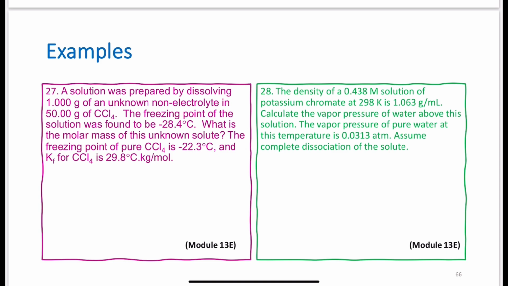Number 27, a solution was prepared by dissolving 1 gram of an unknown non-electrolyte in 50 grams of carbon tetrachloride. The freezing point of the solution was found to be negative 28.4 degrees C. What is the molar mass of this unknown solute? And then it tells me the freezing point of the pure solvent, and Kf for carbon tetrachloride is 29.8 degrees C per molal.